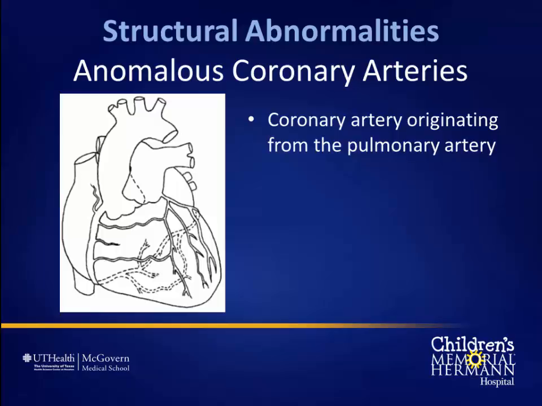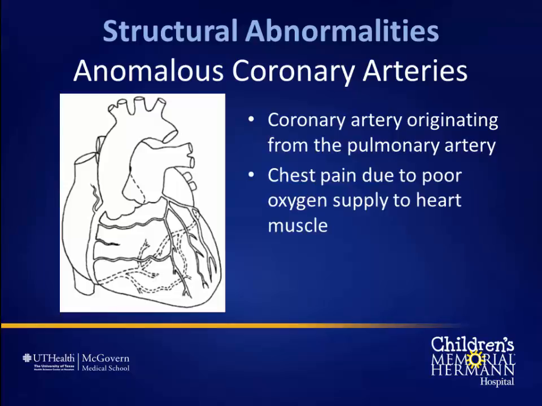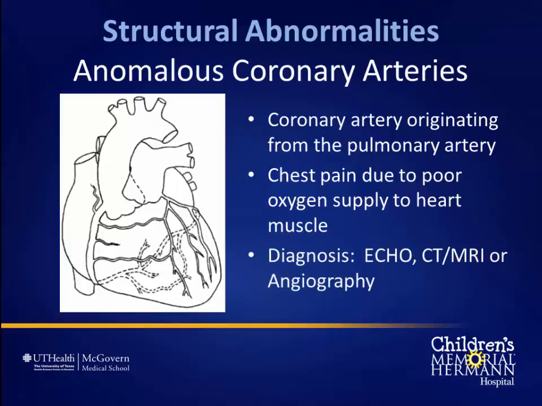When the coronary artery is malformed and comes off the pulmonary artery, then blue blood goes through your coronary artery to the muscle of your heart. Chest pain is caused due to poor oxygen supply of the heart muscle because there's blue blood now going to the heart muscle. And this is diagnosed via echocardiogram, CT, MRI, or angiography. And the treatment is surgery.